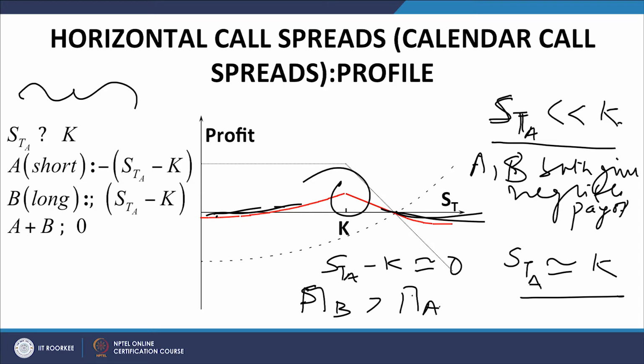Now, if S_T is close to K and option A matures, then you are getting a payoff of S_T^A minus K, which is a small amount, approximately 0. What about option B? When you go to the market and try to sell option B, in this situation, when S_T^A is very close to K, option B will command its maximum value. Why?